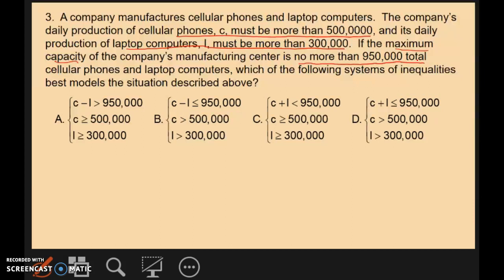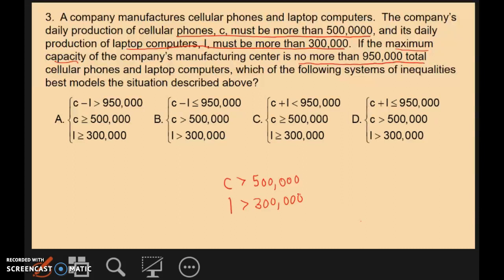So I'm going to take those pieces of information that I underline and create inequalities based on that. So the number of phones must be more than 500,000. Again, not at least, but more than that. So that would be C is greater than 500,000. Laptops must be more than 300,000. And together, I can't produce more than 950,000 of them.